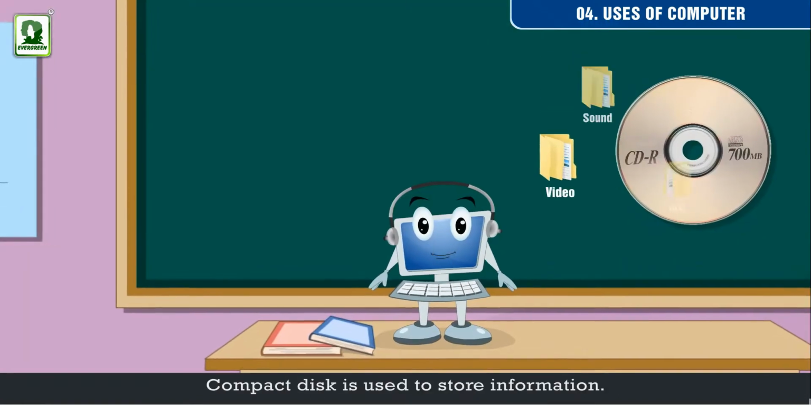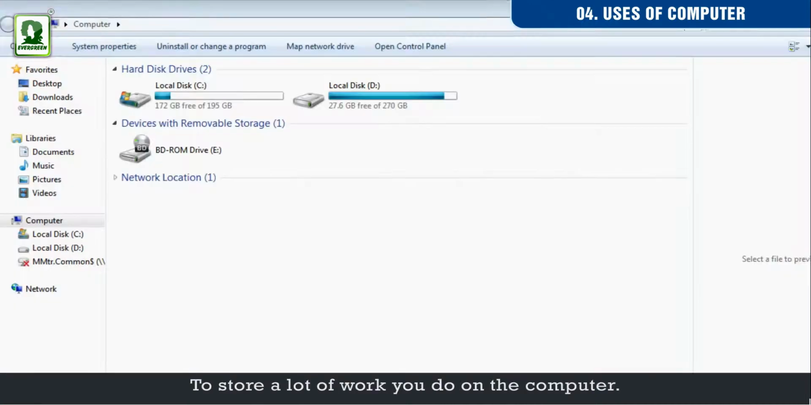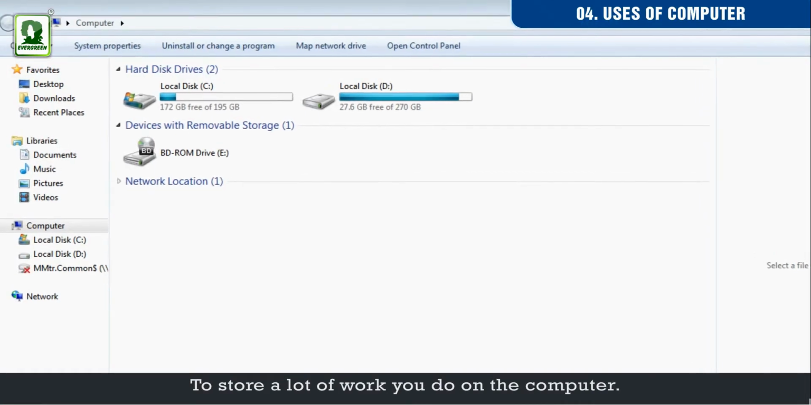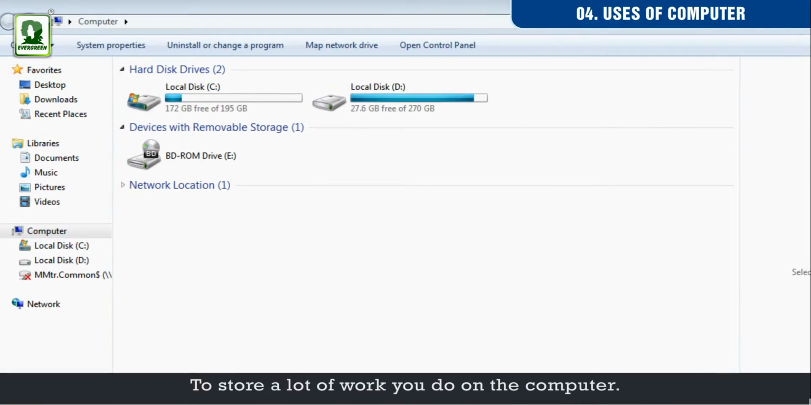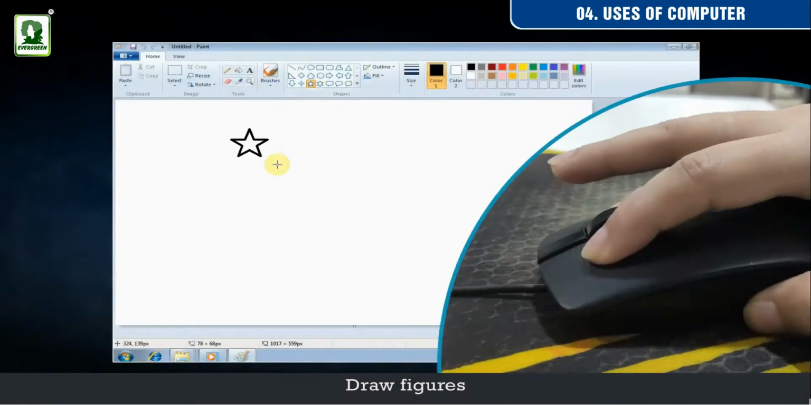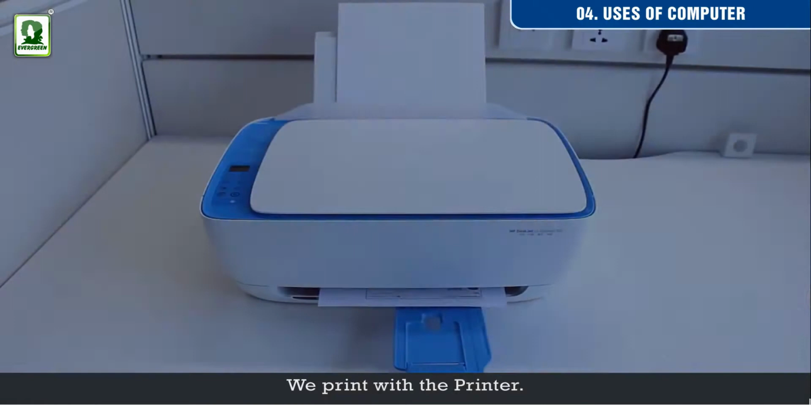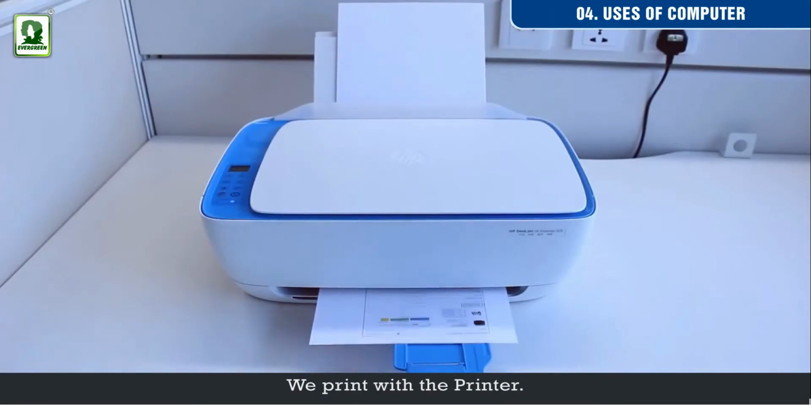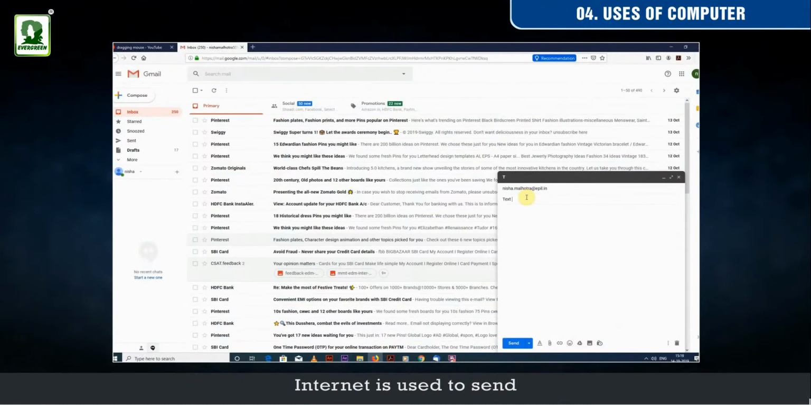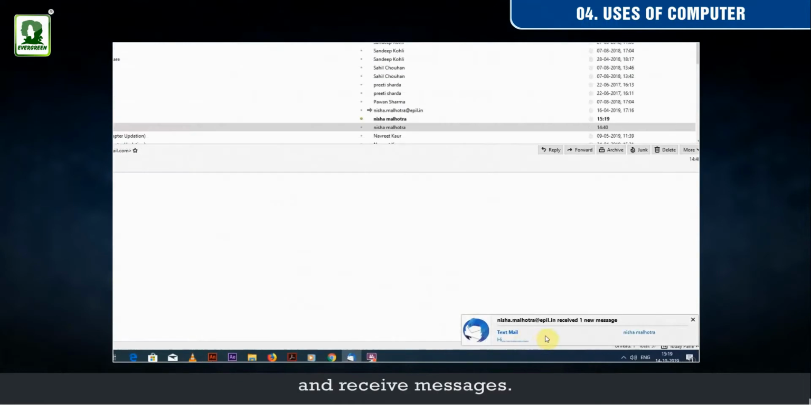Compact disc is used to store information. To store a lot of work you do on the computer. Draw figures. We draw with the mouse. We print with the printer. Internet is used to send and receive messages.